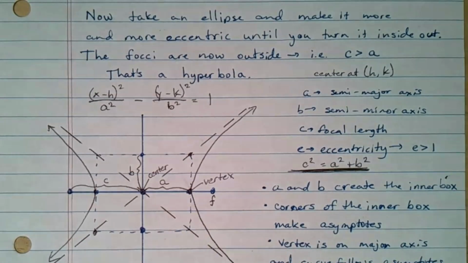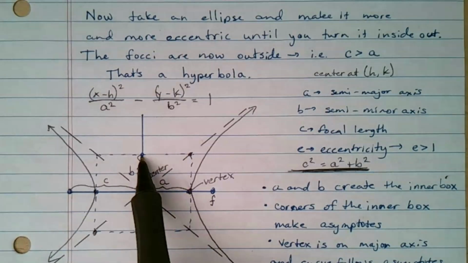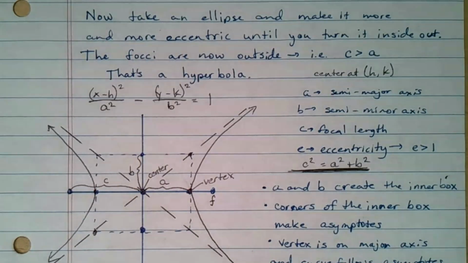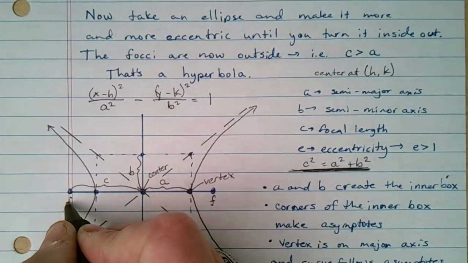A is still the semi-major axis, defined from the center to the vertex of the hyperbola. B is still the semi-minor axis, defined from the center to the outside of the inner box. C is still the focal length. It's where your focus is going to be. You're going to have two foci, one on the right, one on the left. I'll label that one as well.